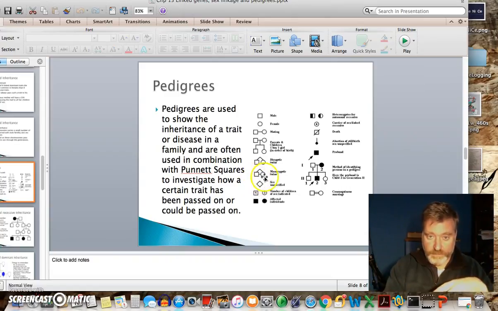So you can see a small problem here. These are the monozygotic twins, but they're boy and girl. That would suggest that they aren't exactly identical. So there's a mistake here.